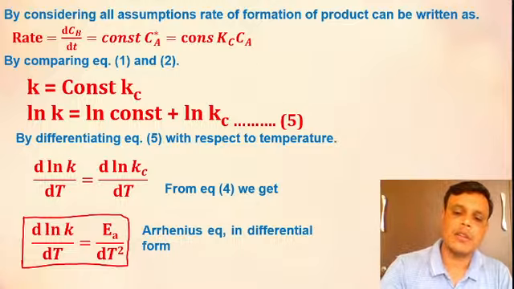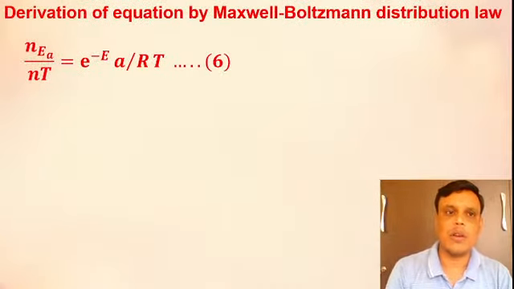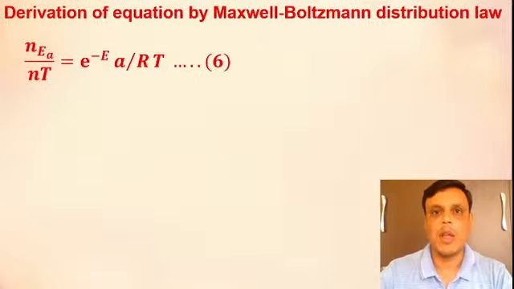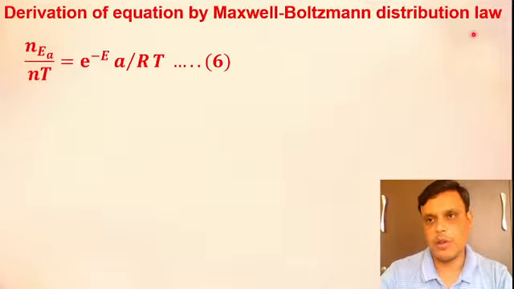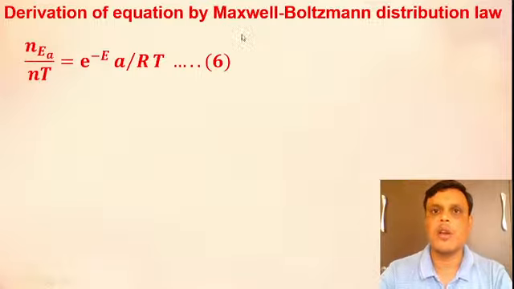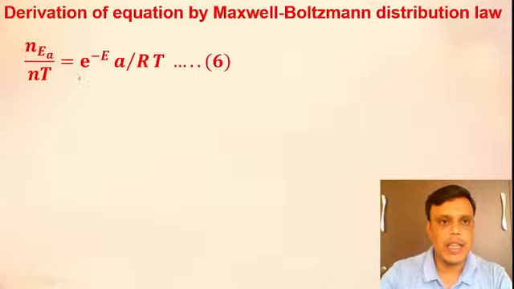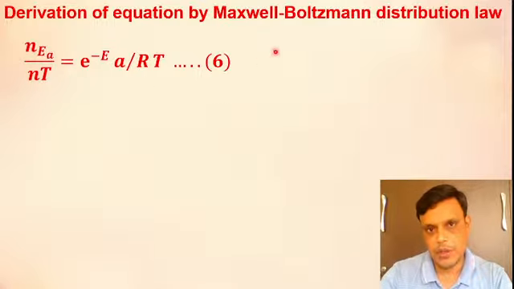Now we will derive the equation of energy of activation by using the Maxwell-Boltzmann distribution law. This is the second way we can derive the equation. See here, this equation is called the Maxwell-Boltzmann distribution law: NEA by NT equals e raised to minus EA by RT. This is our equation number 6.